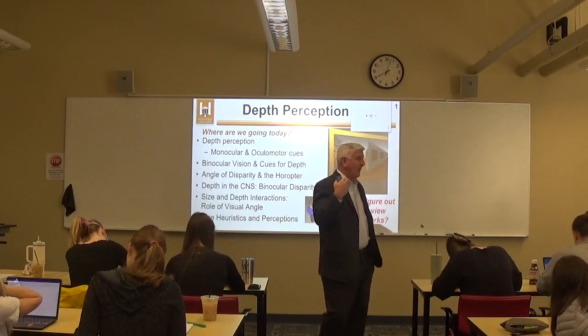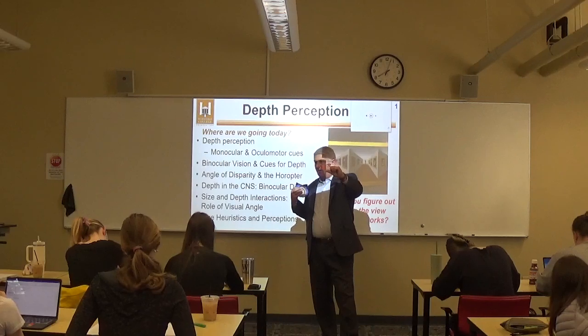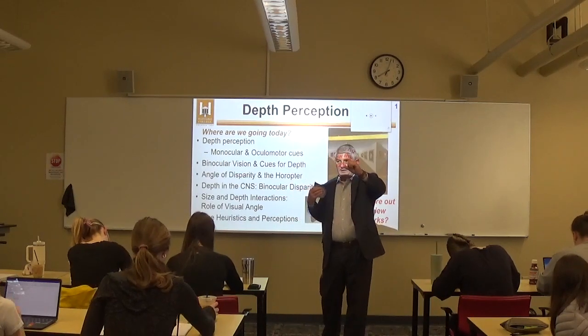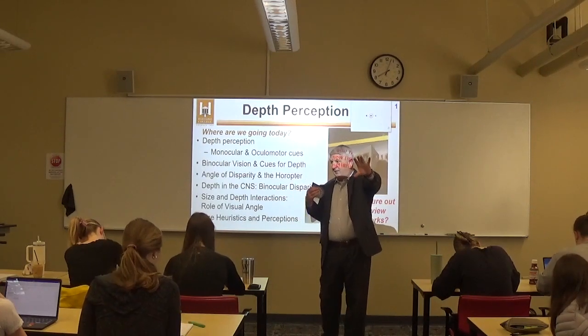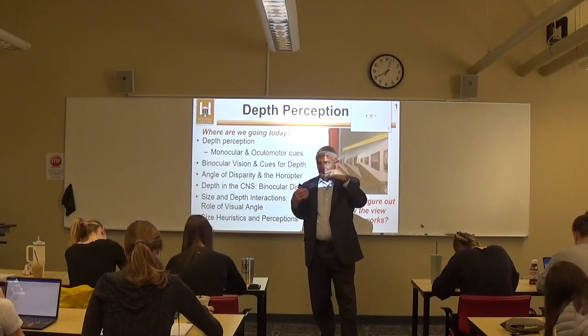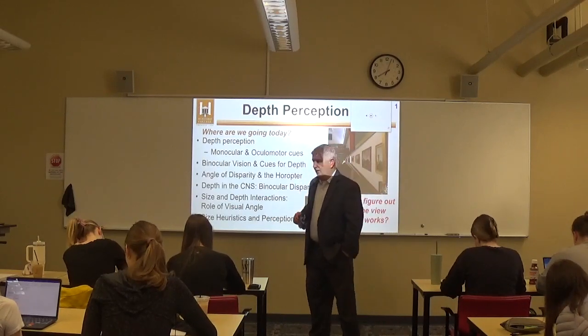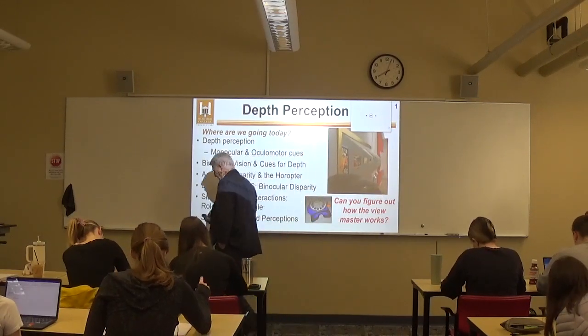So how do we figure out if I'm looking at a small circle that's close to me or a large circle that's far away, if that circle makes the same image on my retina? This is one of the challenges of depth perception.